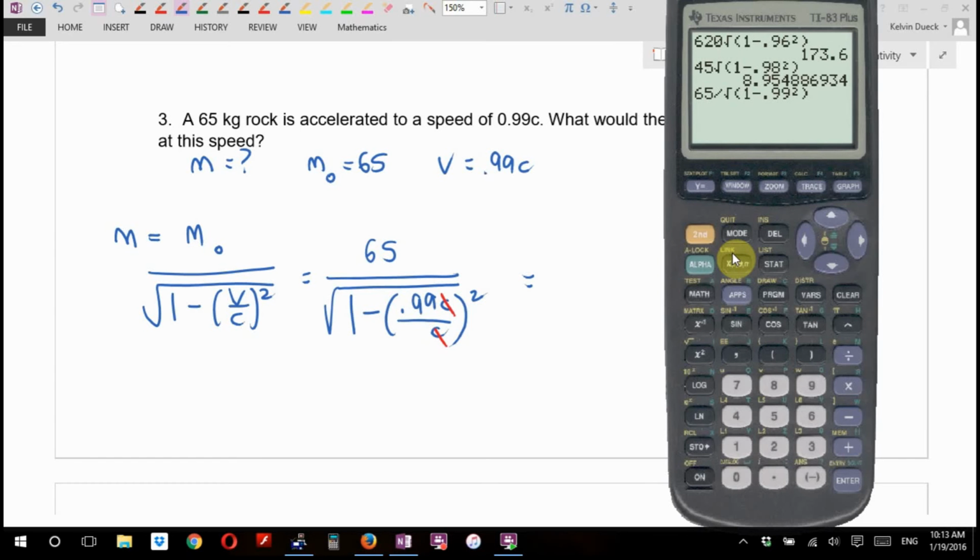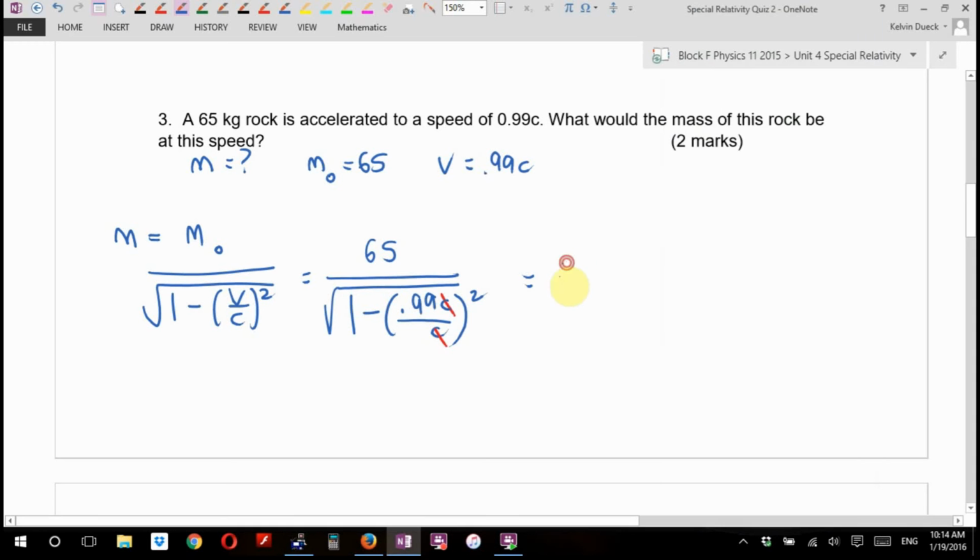Okay. Ready, folks? Do you get 461? And that would be the heavier mass, because as you go faster, the mass increases. I would also take, where am I?